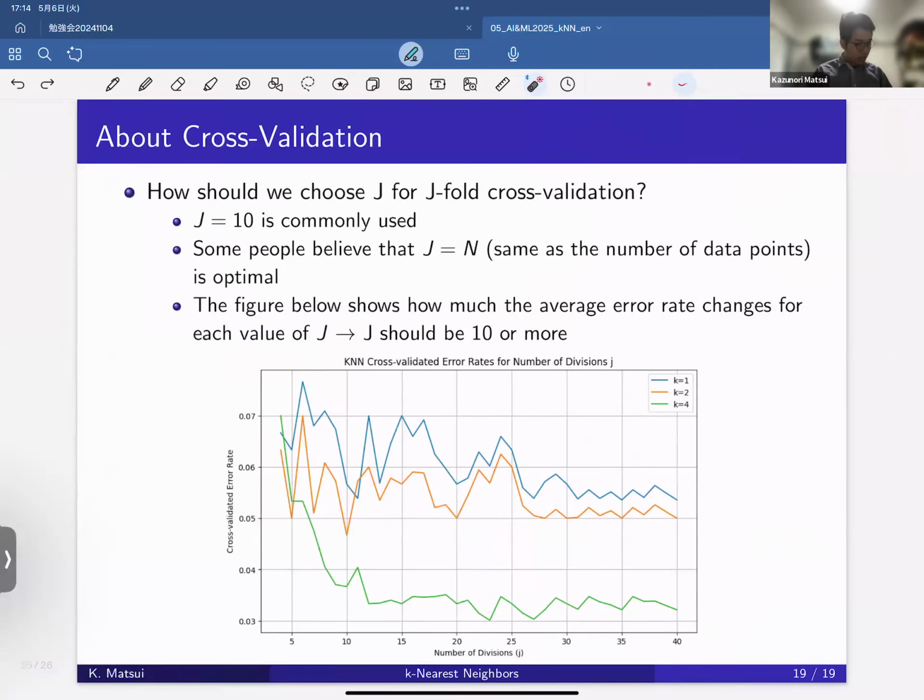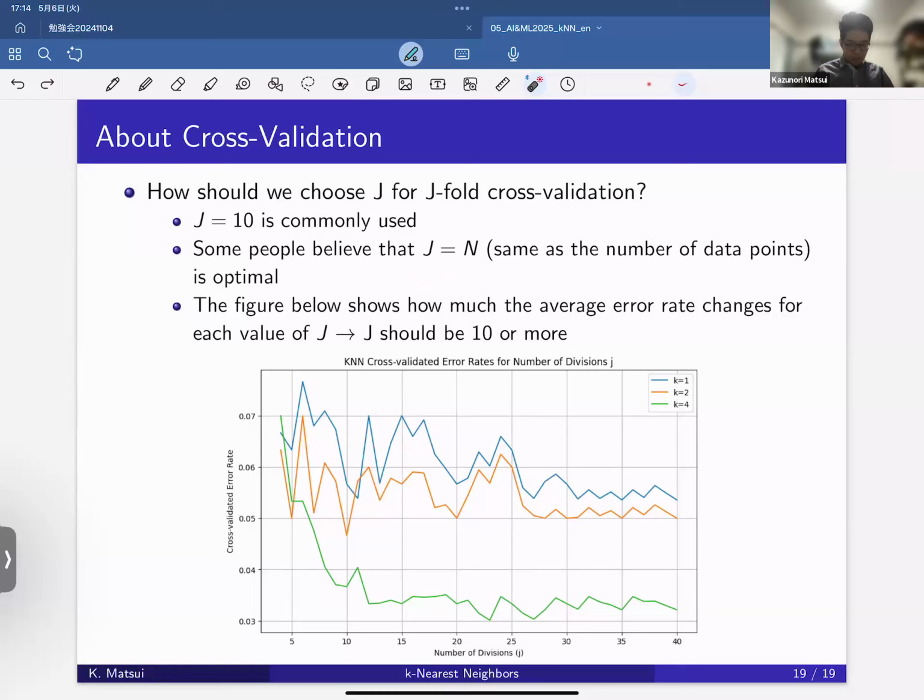You might wonder how to choose J for cross validation. It seems that J equal to 10 is commonly used. Some people consider it optimal to make J equal to the number of data points, J equal to n, but increasing J also increases the computational cost of cross validation. So this decision depends on the available computational time.